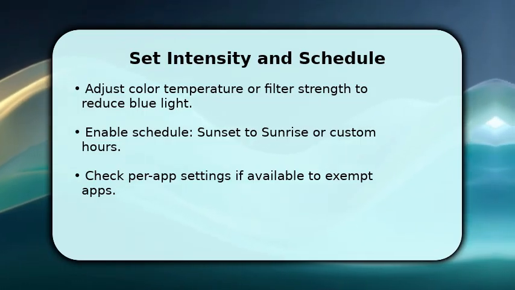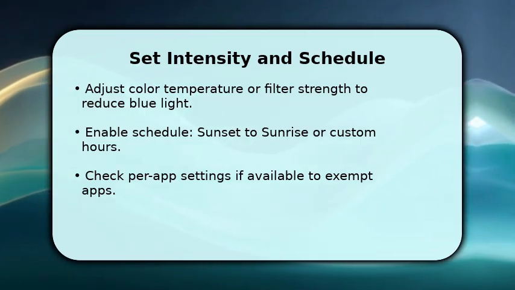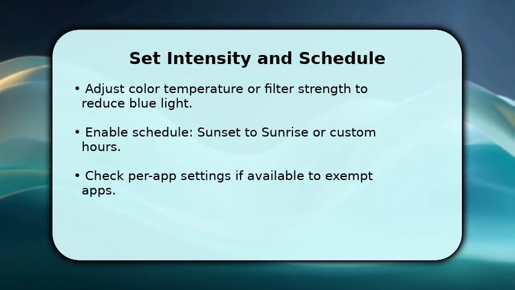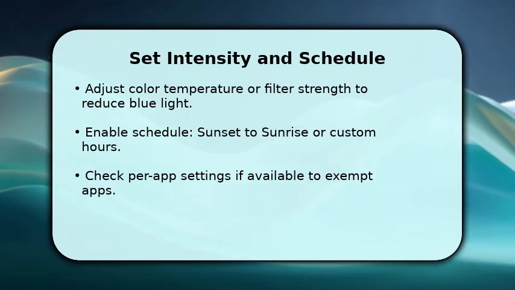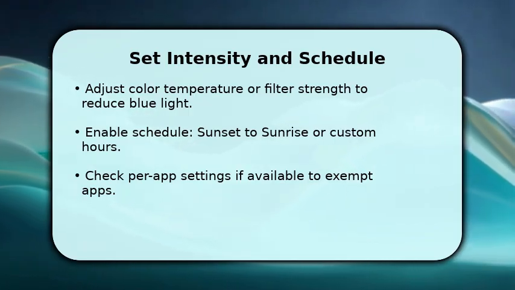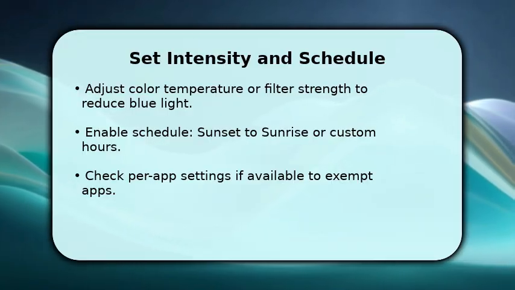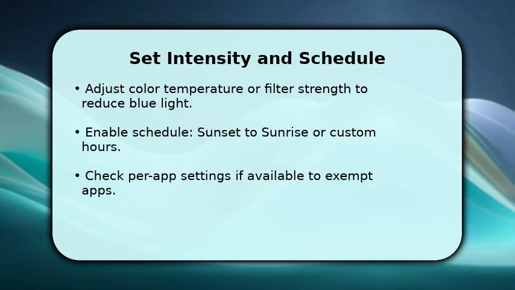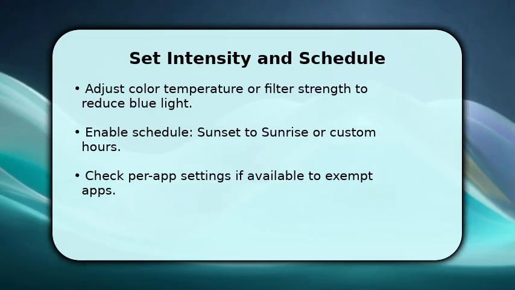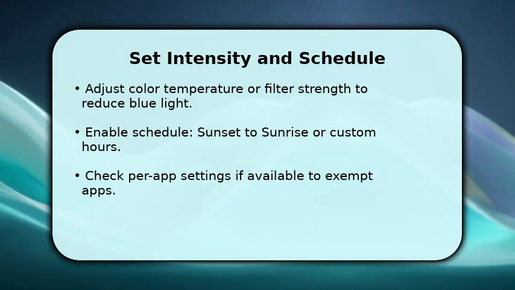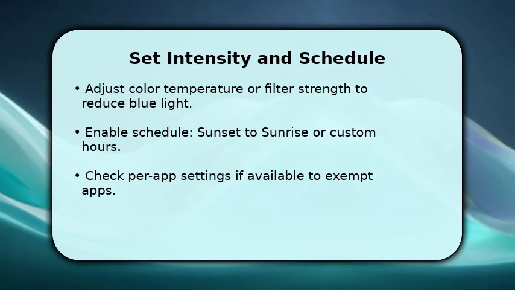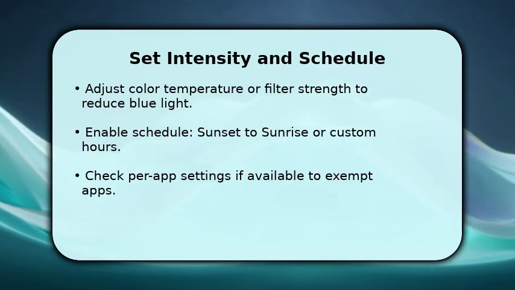Next, enable scheduling. Choose sunset to sunrise for automatic changes or set custom start and end times if you keep irregular hours. Make sure to inspect app-specific permissions so video or photo apps aren't forced into unnatural colors. If necessary, create exceptions for color-critical work and save your settings before continuing.